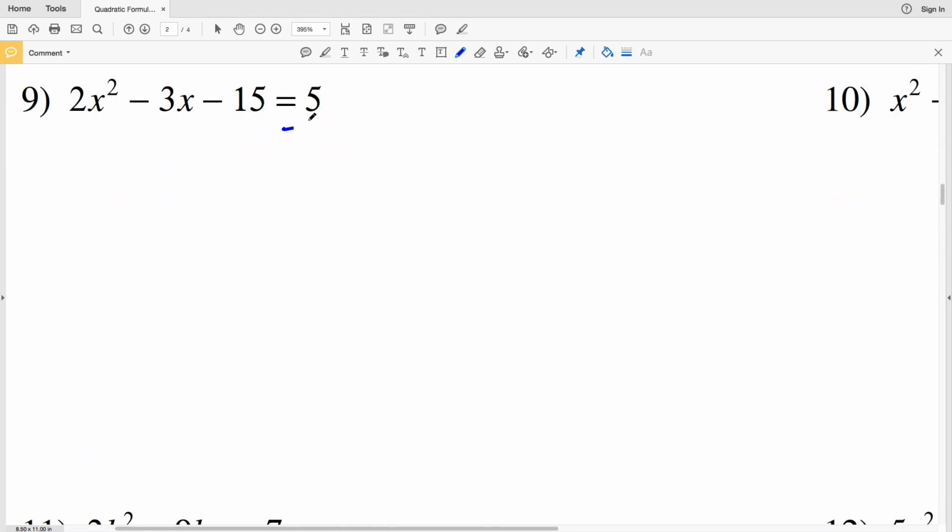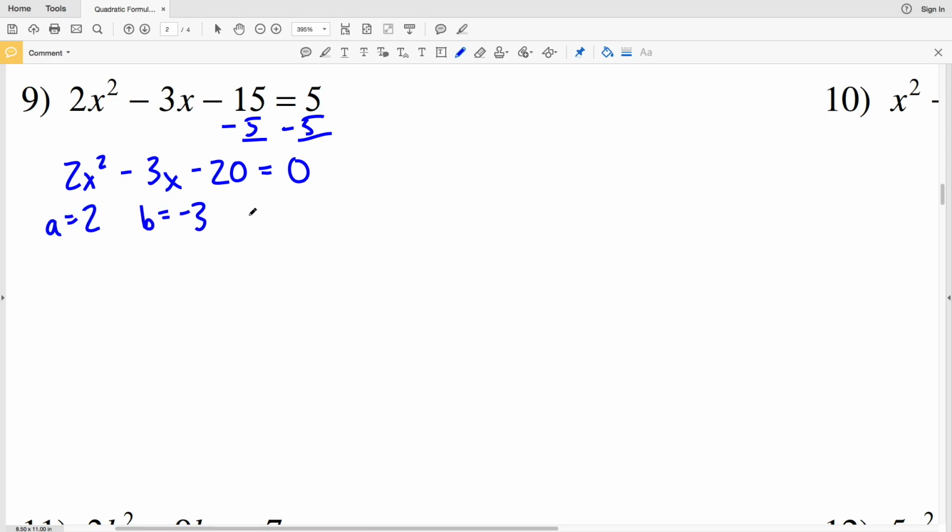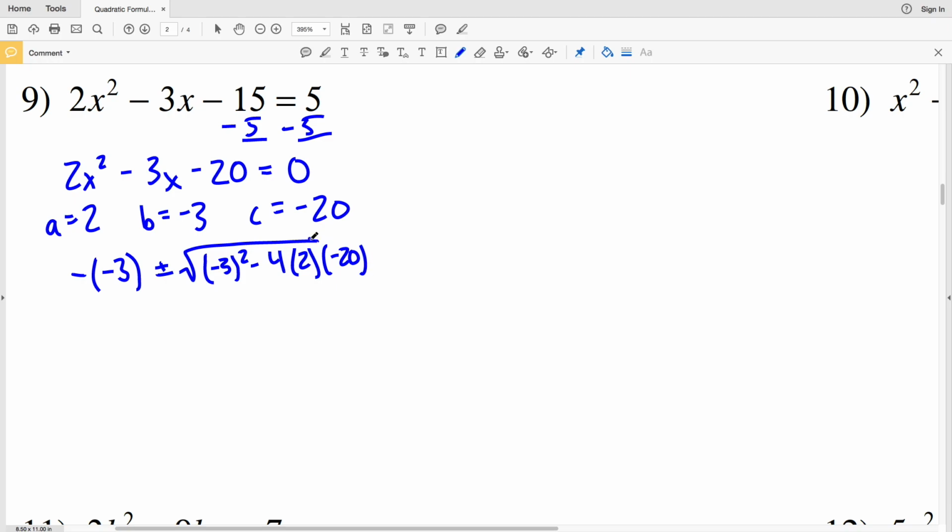In number 9, I'll start by subtracting 5 in order to get this quadratic equal to 0. So 2x squared minus 3x minus 20 equals 0, since negative 15 minus 5 is negative 20. Now my a is equal to positive 2, my b equals negative 3, and my c equals negative 20. So for my quadratic formula, I'll have the opposite of b plus or minus the square root of the quantity b squared minus 4 times a times c all over 2 times a.